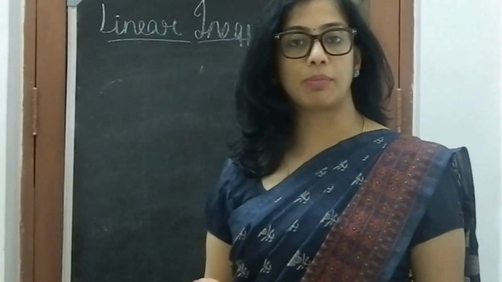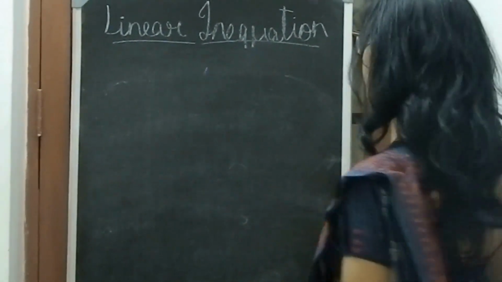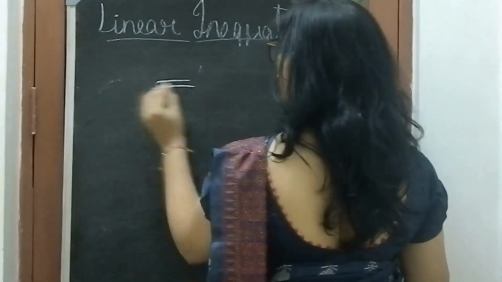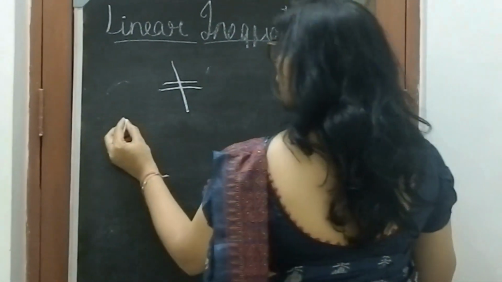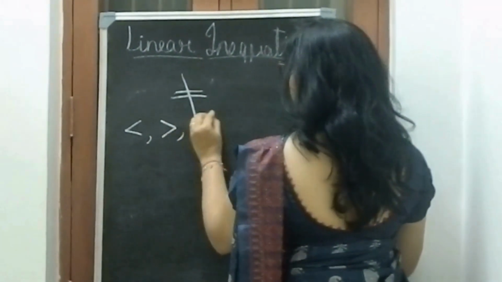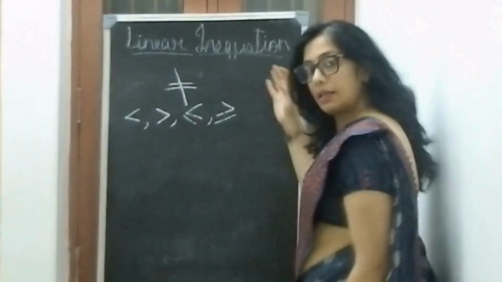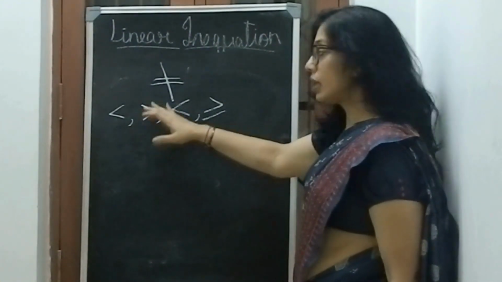Today we will do the chapter Linear Inequation. What is linear inequation? When one thing is equal to another, we call it an equation, correct? So when it is not equal, we call it an inequation. Now, when it is not equal, it will be either less than or greater than, or less than or equal to, or greater than or equal to. Then it is a linear inequation, a statement where one thing is not equal to another thing.